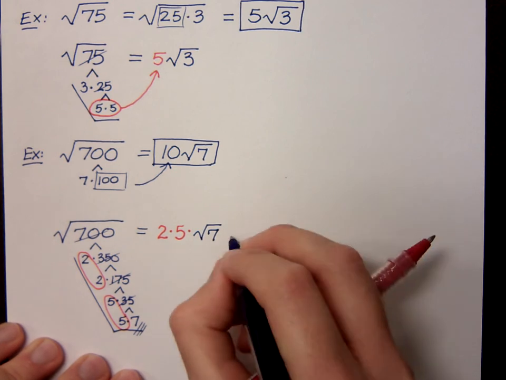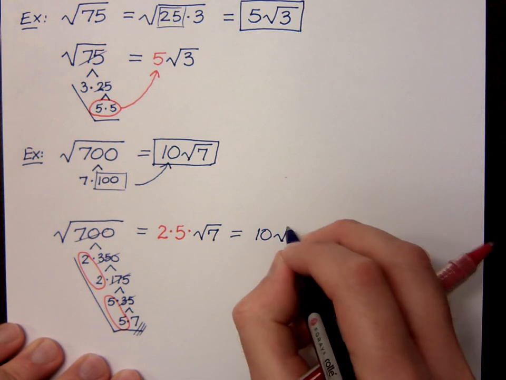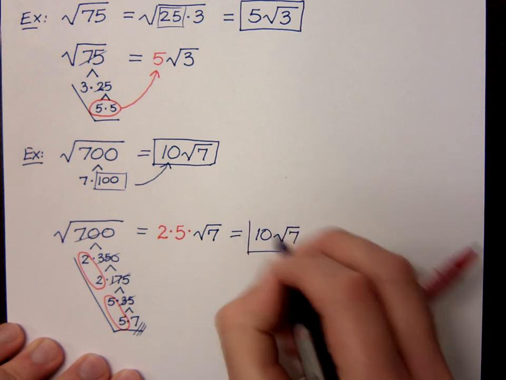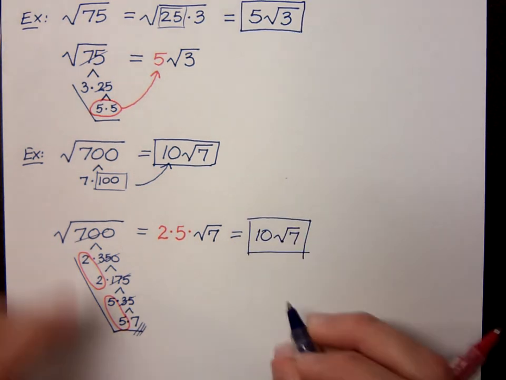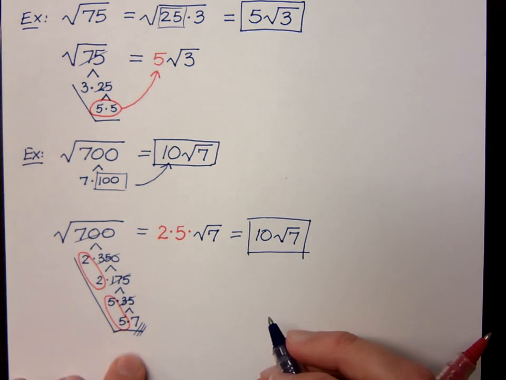Would you leave your answer like this? No. You'd finish and you would say 10 square roots of 7. So yeah, this took a long time to do, but if you didn't see 7 times 100, this is another way of going about it.